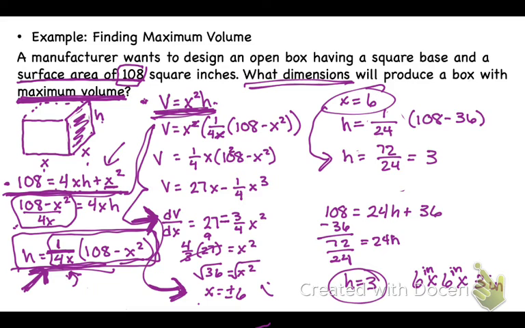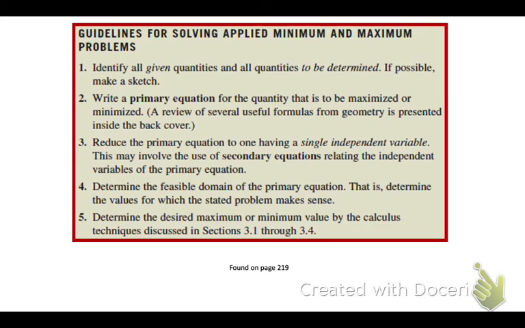H. Okay, so if you want it in complete detail, this is in the book. It's on page 219 if you care. But is that what we did? Did we identify the given quantities? Did we get a primary equation? And then we did a secondary equation. We solved it, plugged it back in. We determined the domain that we could use. And then we plugged it back in to find the minimum or maximum value. That's what you're going to do. That's a lot. Hardest part's going to be identifying your two equations, I bet.